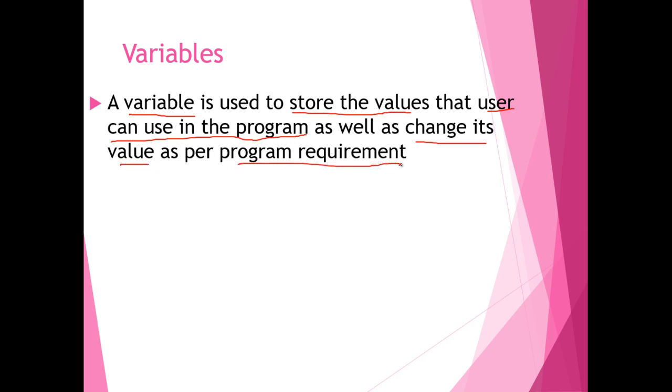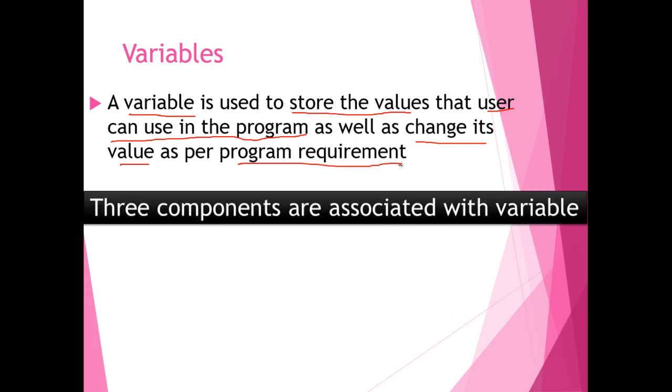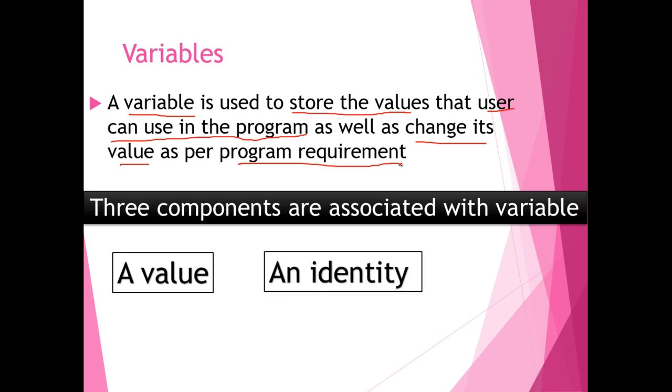So we know what a variable is, we have already discussed it. But today I am going to explain about three major components associated with the variable. There are three important things associated with the variables, and what are those things? The first one is a value, the second one is an identity, and the third one is a type. So with every variable three things are associated: one is the value, second is the identity, and third is the type.